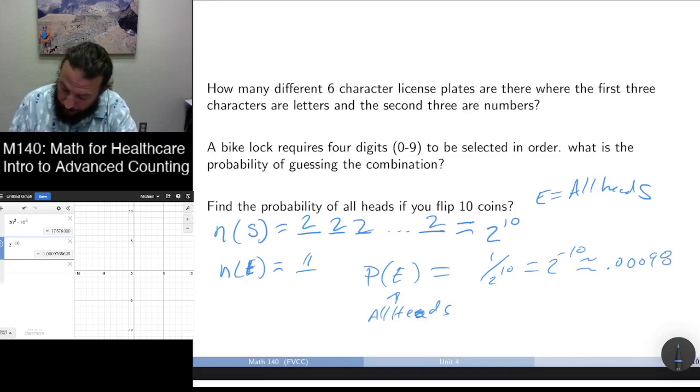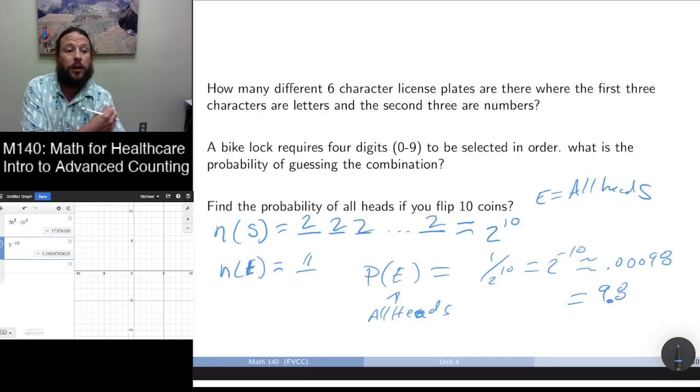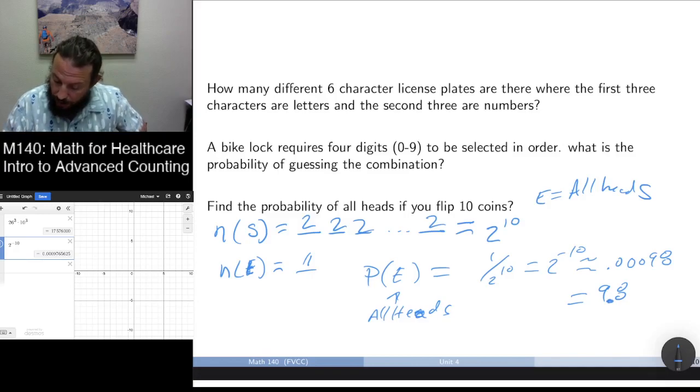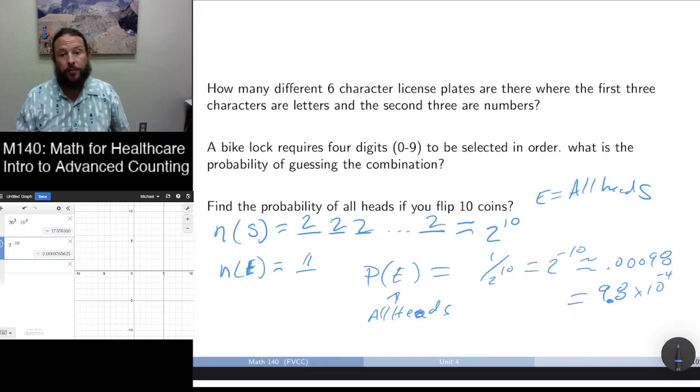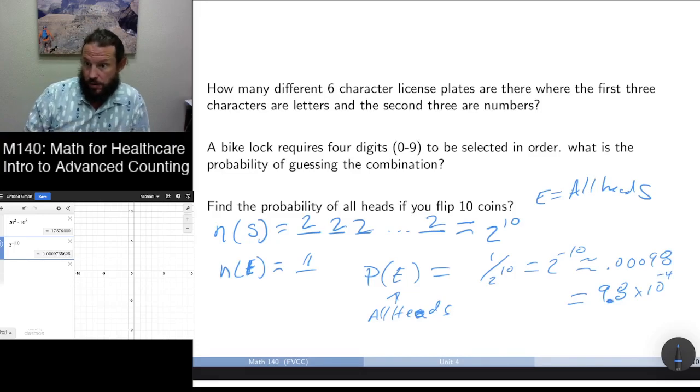0.00098, and I am doing a rough rounding. I remind you that we could take advantage of scientific notation to write that as 9.8 times 10 to the negative 4, correct? Yeah, negative 4. Good.